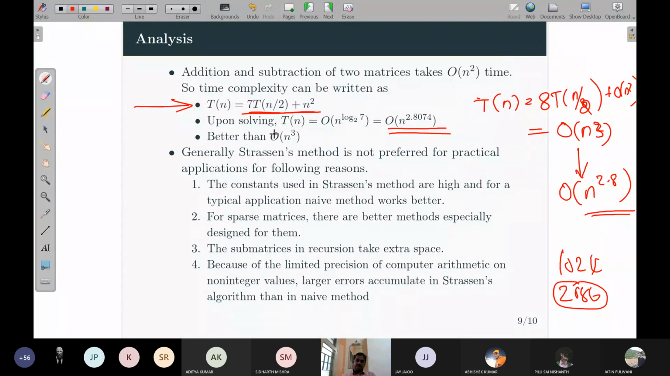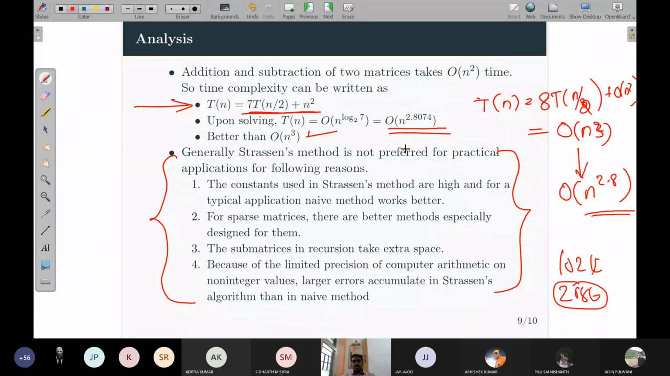The crux of the matter is, the first point you should note is there is no reduction in complexity by changing the divide and conquer in a traditional manner. But if you apply Strassen's method, it also follows divide and conquer, but it reduces the computational complexity from big O of n cube to big O of n power 2.8. So this is better than big O of n cube. In general, Strassen's method is not applied due to certain reasons. I am not explaining these reasons; you can read them from the slide when I upload it in VTOP.